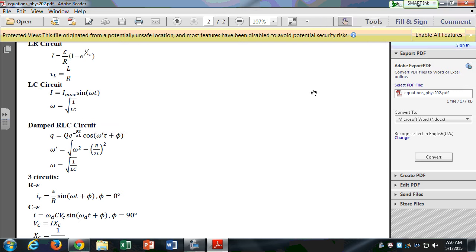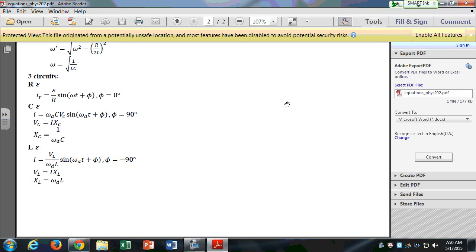Okay. Let me clear this. Let's look at these 3 circuits. I've rewritten this just a little bit because I've written them all so that they're sine functions. But if you look back in your notes, you'll see that in the capacitor circuit, this function was a cosine.